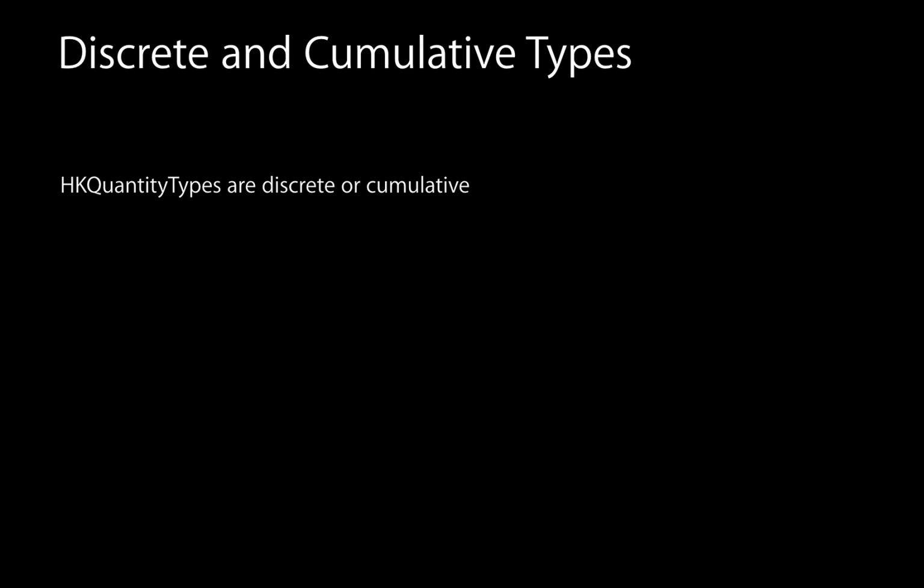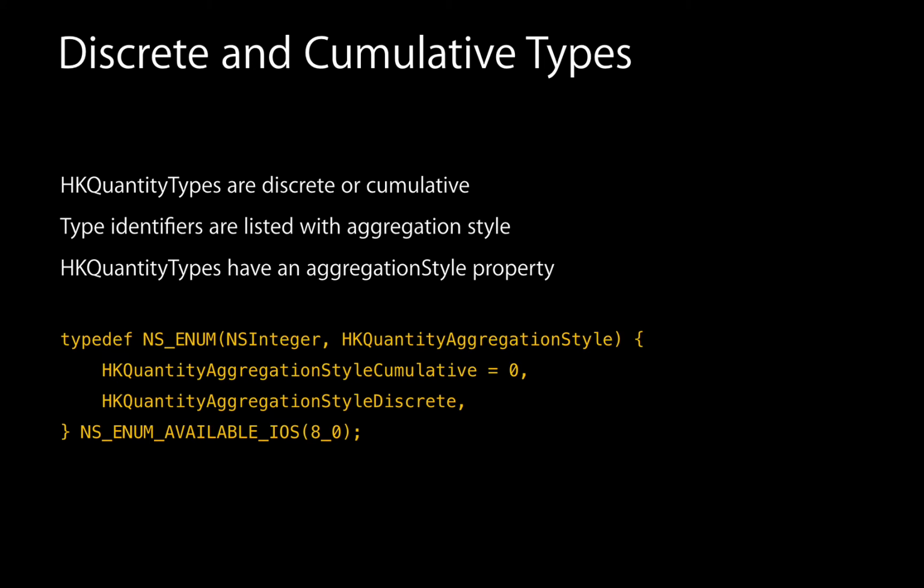So every quantity type is classified as either discrete or cumulative. In our type identifiers header, every type identifier is listed with its aggregation style. If you want to check in code, though, HKQuantityType has an aggregation style property that will return either cumulative or discrete.